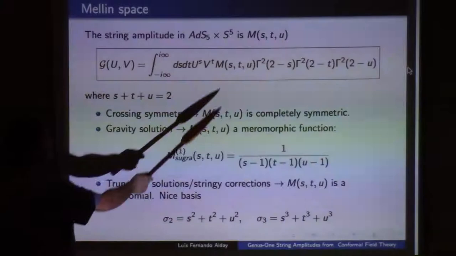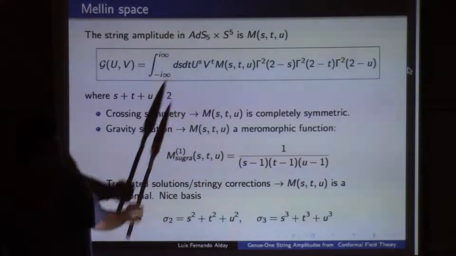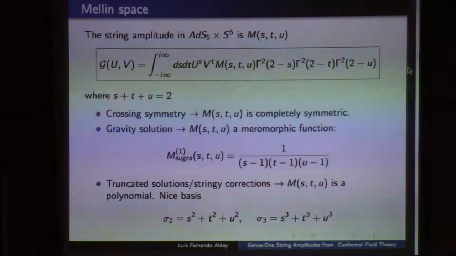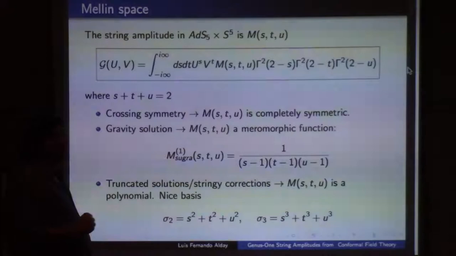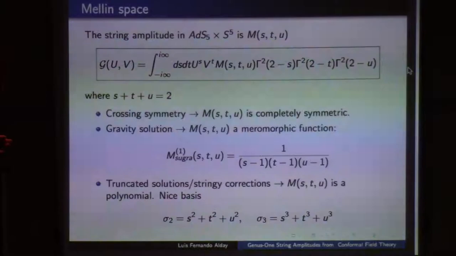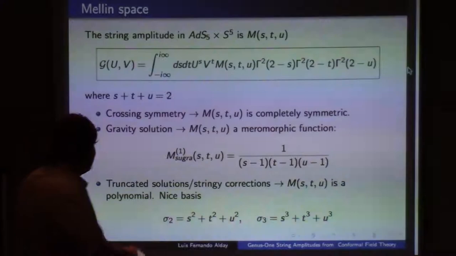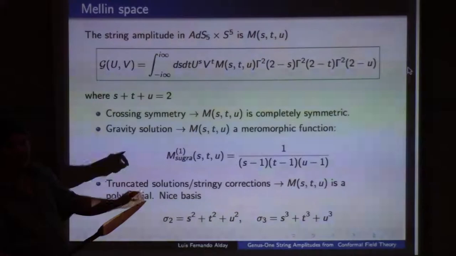So in this language, in Mellin space, this is the precise definition, it turns out that crossing symmetry is just the statement that M, the Mellin amplitude, is completely symmetric under the exchange of S, T and U. Beautiful. The second one: the supergravity amplitude in N=4 super Yang-Mills in spacetime is two pages, really complicated, logs, dilogs, log squared of U, V. You go to Mellin space, and the supergravity amplitude is this beautiful meromorphic function: 1 over (S minus 1)(T minus 1)(U minus 1). And that's the supergravity solution.